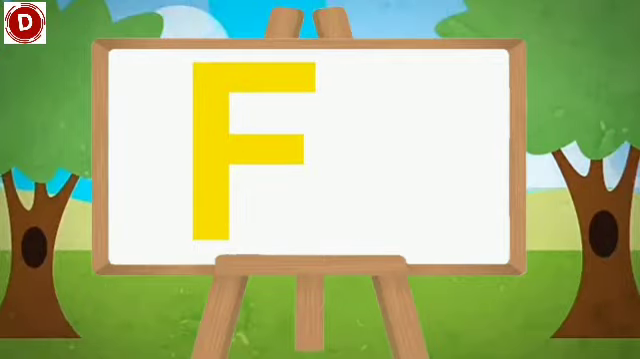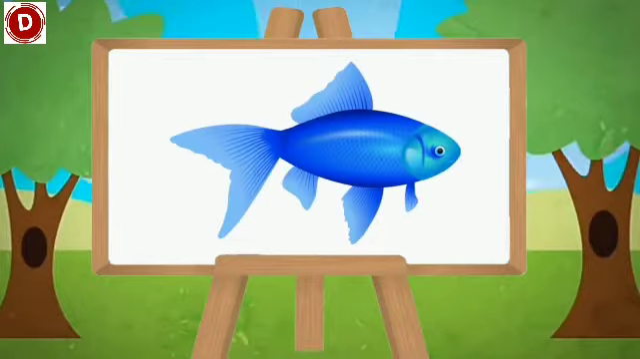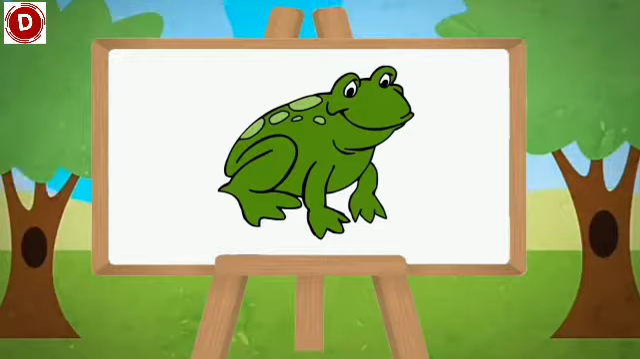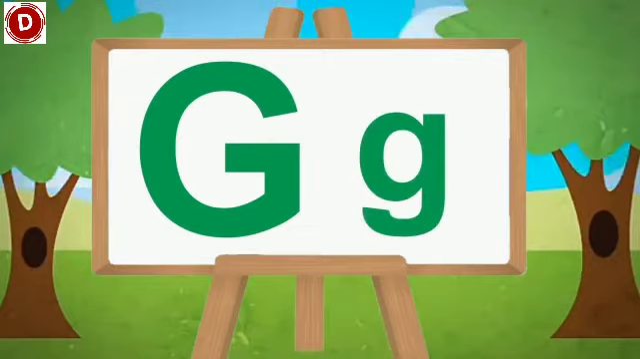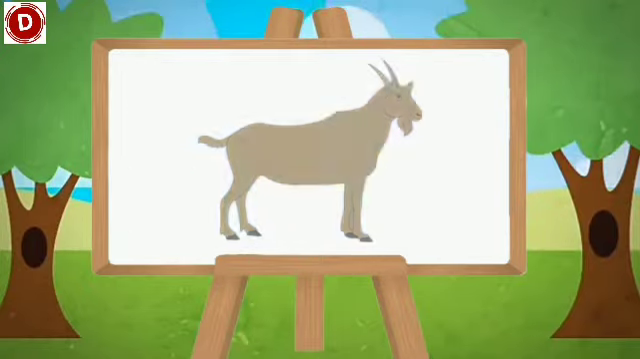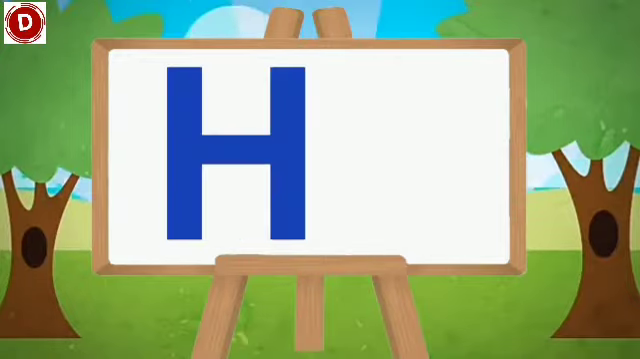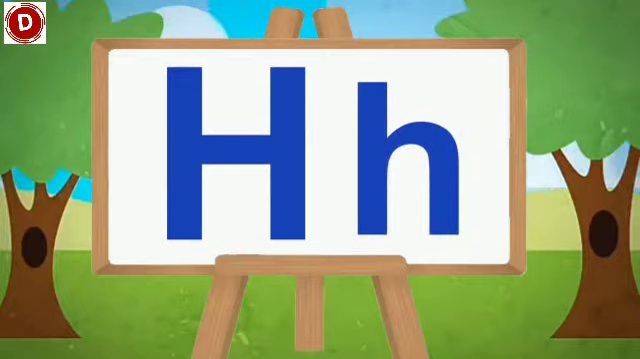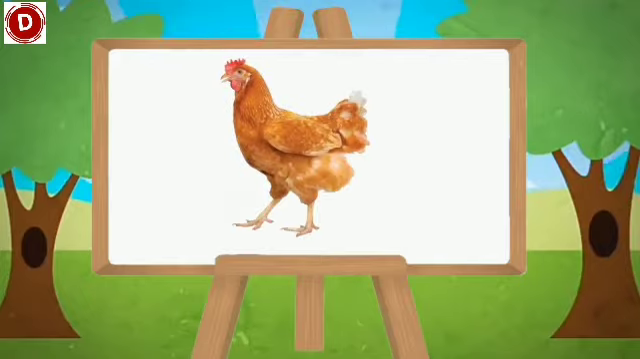This is F, capital F and small f. F for fish and F for frog. This is G, capital G and small g. G for grapes and G for goat. Here comes H, capital H and small h. H for hat, H for hen.